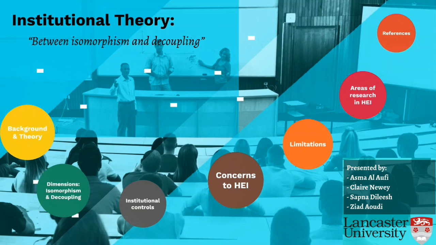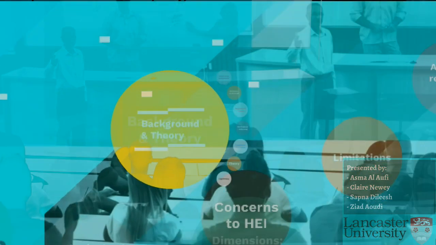This presentation will cover the following areas and provide a cognitive perception of the underlying principles of the theory and applications. What is institution? Background and theory. Dimensions, isomorphism and decoupling. Institutional controls. Concerns related to higher education institutions. Limitations, and finally research fields related to institutional theory.